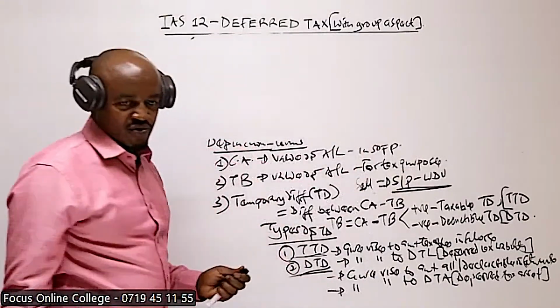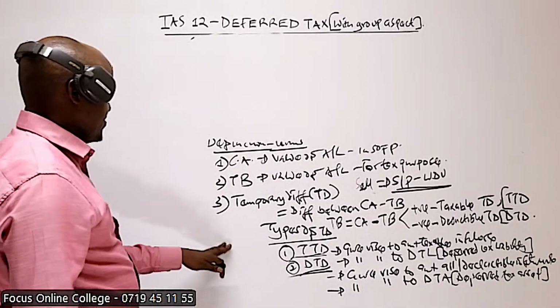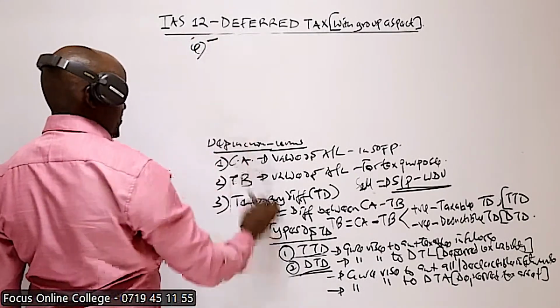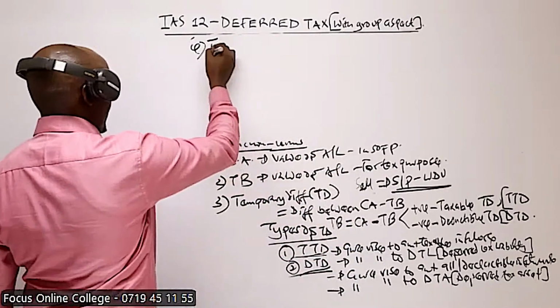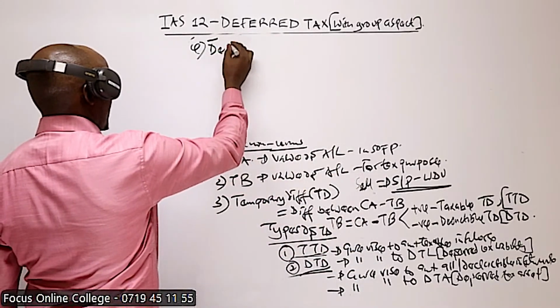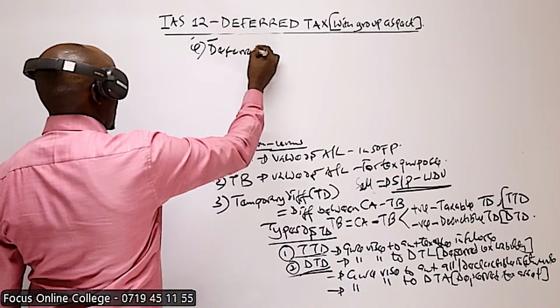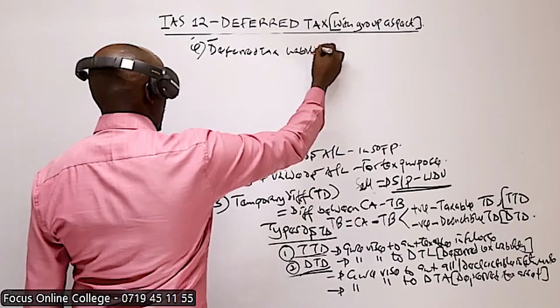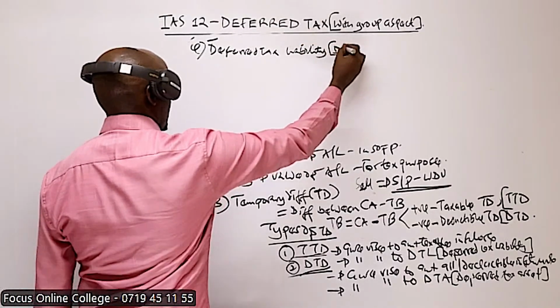The other term we can also define here, number 4, that is term number 3. Number 4, we have basically what you have already mentioned here: deferred tax liability.